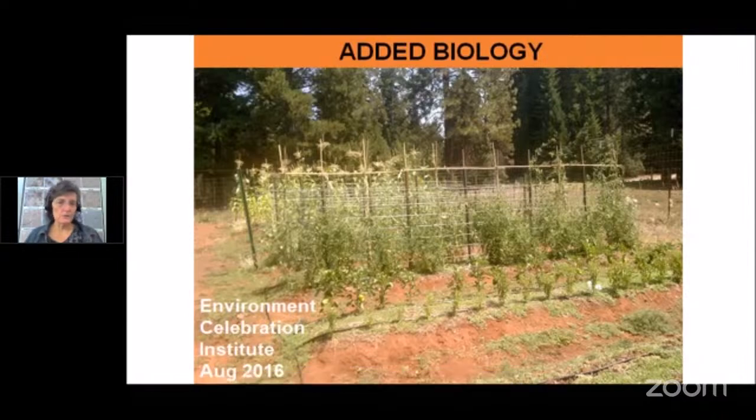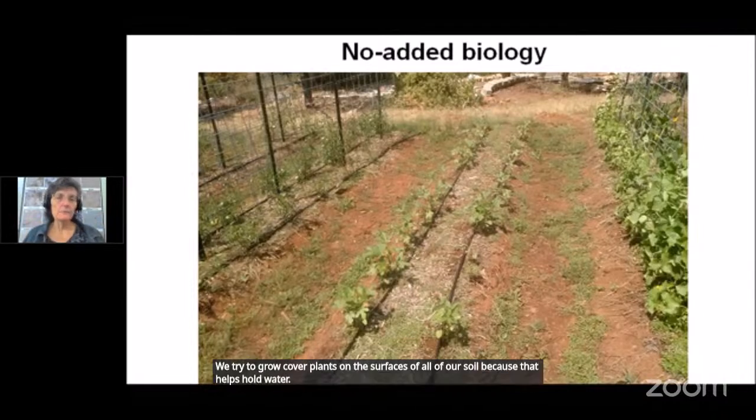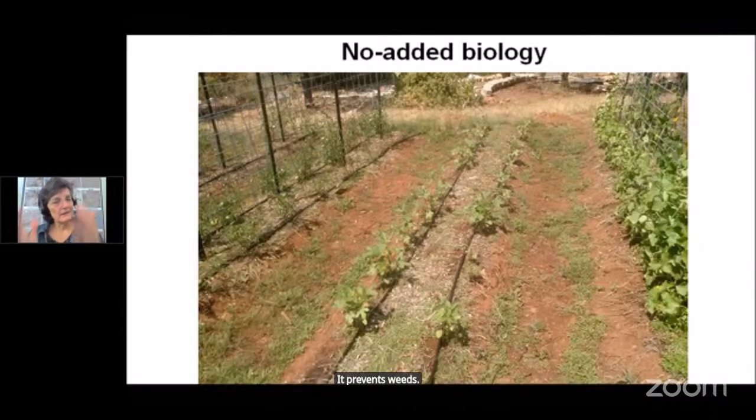To just kind of do a close-up, this is the okra. We try to grow cover plants on the surfaces of all of our soil because that helps hold water. It prevents weeds. And even our cover plants are not doing well where we've added mulch, we've put no biology on here. It's just the biology that was in this dirt before we started. The plants are eking out an existence, but this is really not what you would want your garden to look like.